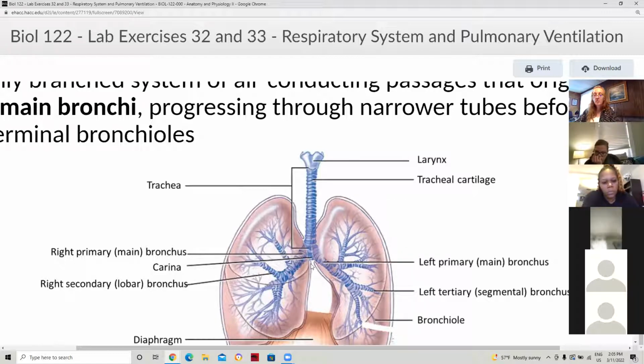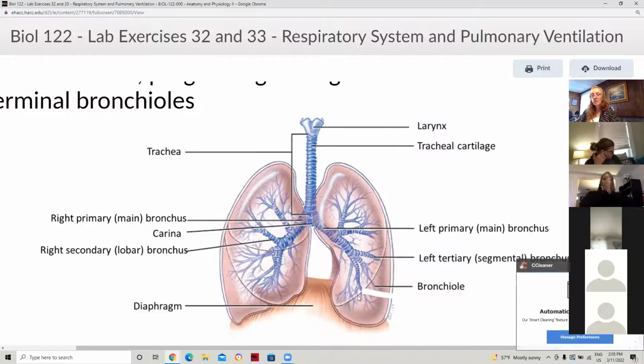So the first one, the primary. The second one is the secondary or the lobar. The tertiary, where it's going to divide again, or the segmental, goes off into the bronchioles. Is this clear? Yes.